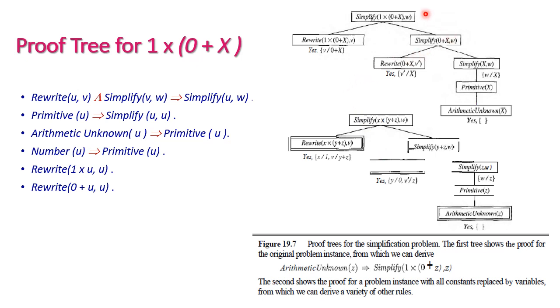This is the proof tree for the example 1 times (0 plus x), and we generate these proof trees by using the rules available in our knowledge base. Here we have two different trees. The first is the proof tree for this particular example, where we use a variable x. We don't know the value of x, so we can use the same x until the end of the general rule. In the second, instead of that particular variable we replace it with constant values, and we can derive different varieties of rules by applying the same proof tree.